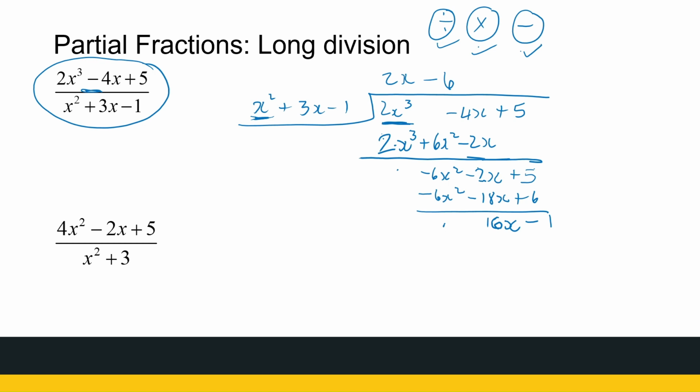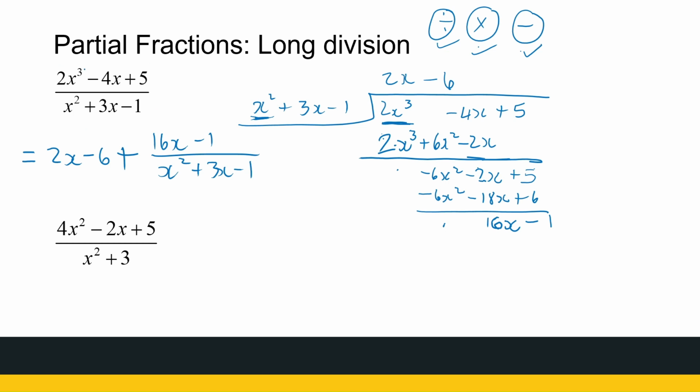So if I had to write this fraction, I can rewrite it as 2x minus 6 plus my remainder, which is 16x minus 1, divided by my denominator, which is x squared plus 3x minus 1. So what we're going to do, if we've got an improper fraction, meaning the degree of the numerator is more than that of the denominator, we're going to first do long division and rewrite it like this. And then this last part, we're going to use partial fractions to write it as partial fractions.